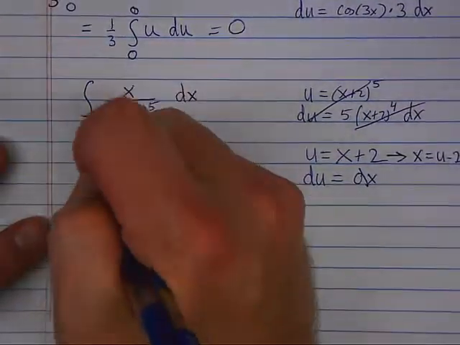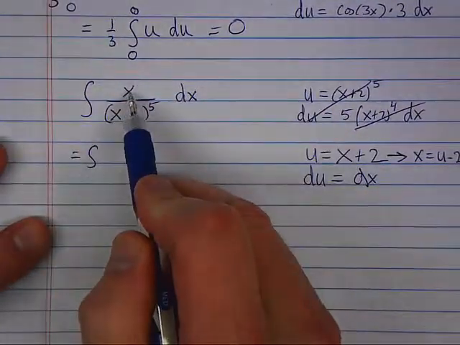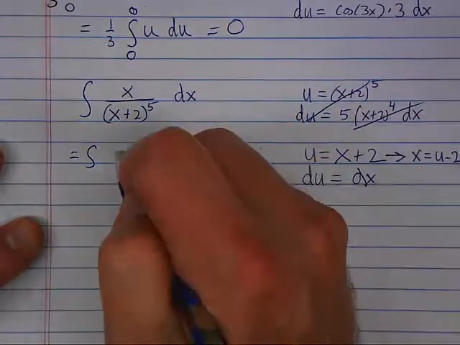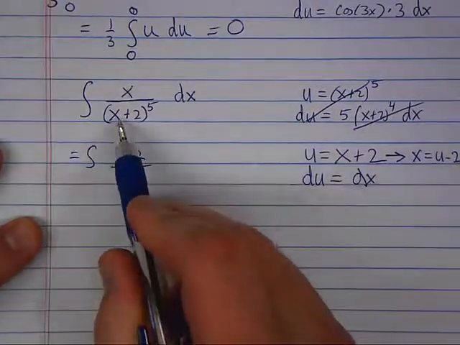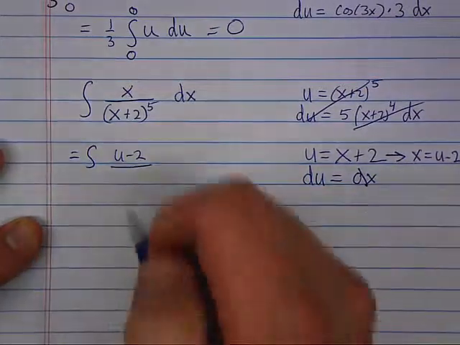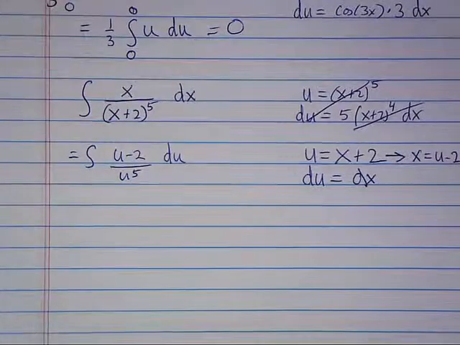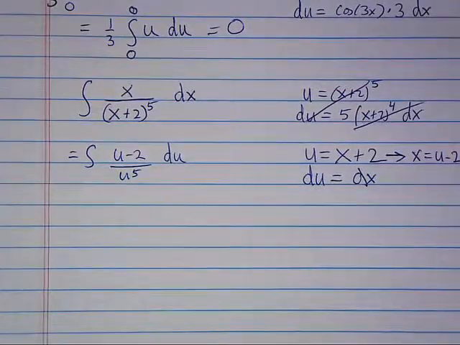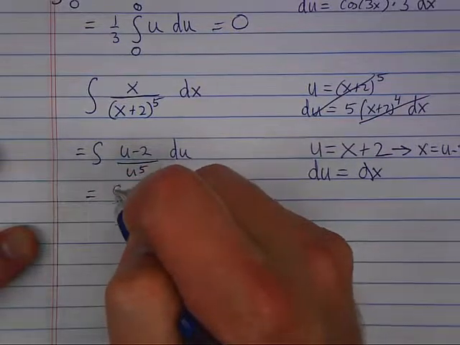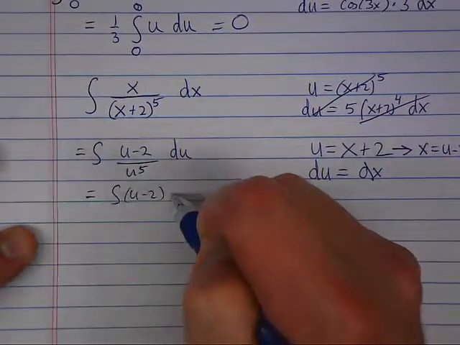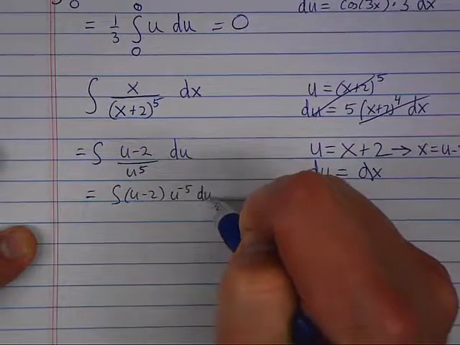So this becomes the antiderivative. I'm not going to write x. What am I going to write? U minus 2. Over, I'm not going to write x plus 2 to the fifth, I'm going to write u to the fifth. And I'm not going to write dx, I'm going to write du. Well, I still got division. Did that help very much? I can move the u up, so I can write this as the integral of u minus 2 times u to the negative 5 du.